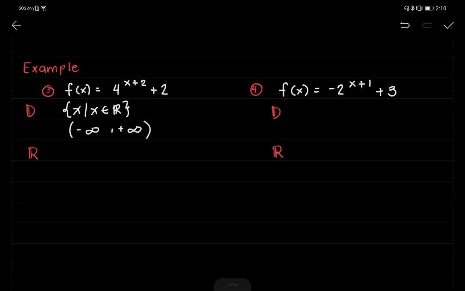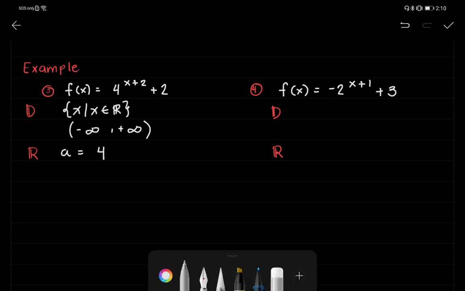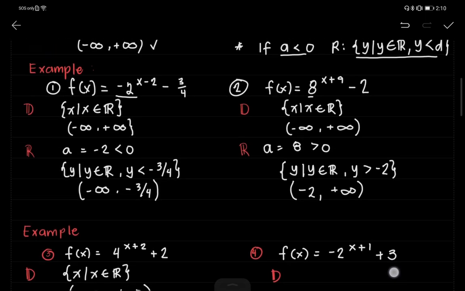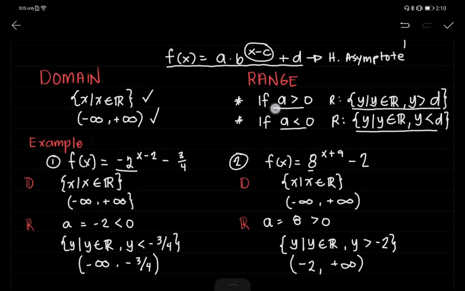Or we can express our answer as from negative infinity up to positive infinity. So yung range natin, titingnan lang natin yung ating a value. So ang a value natin dito is yung 4. So this is equal siya sa 4. And we know 4 is greater than 0. So if a natin is greater than 0, ito yung susundan natin. A is greater than 0. So therefore, ang ating y ay ito, or ating range.